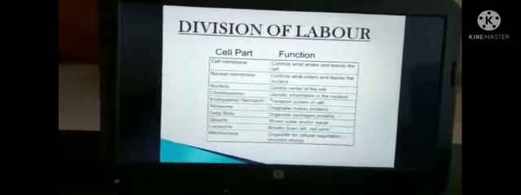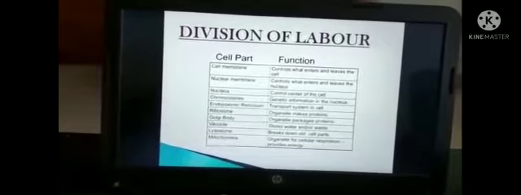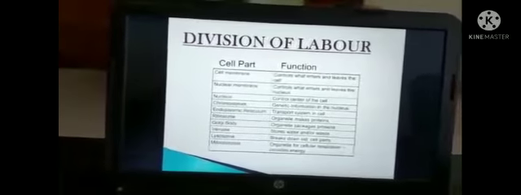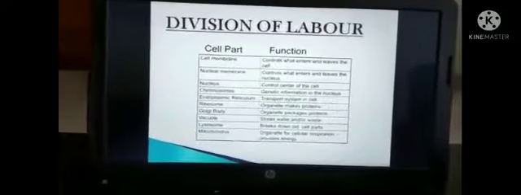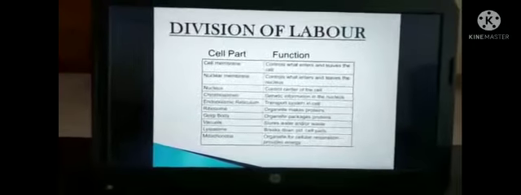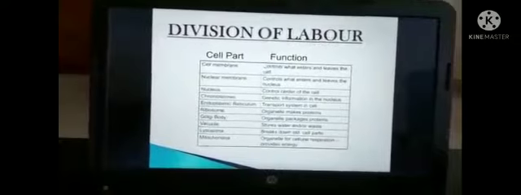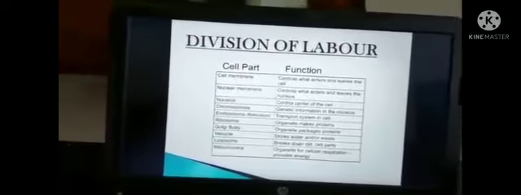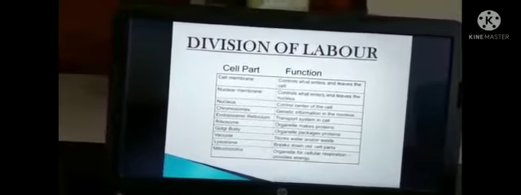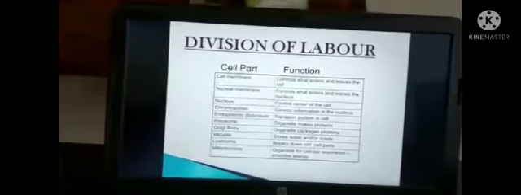Next is chromosomes. So it contains the genetic information about the cell and it is located in the nucleus. Endoplasmic reticulum, it helps in transportation. Ribosomes, it helps in protein synthesis, and Golgi bodies, it helps in packaging. Vacuole, it helps in storage. It stores such things as water, waste, etc.